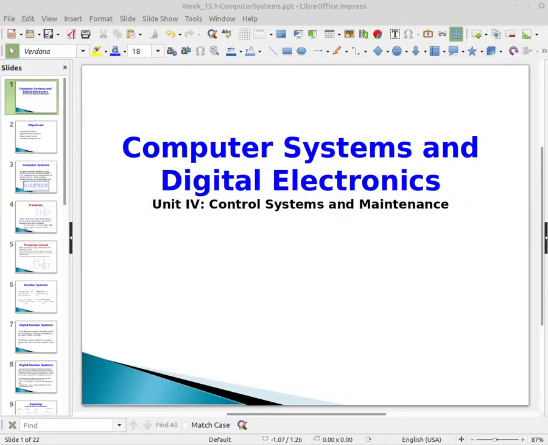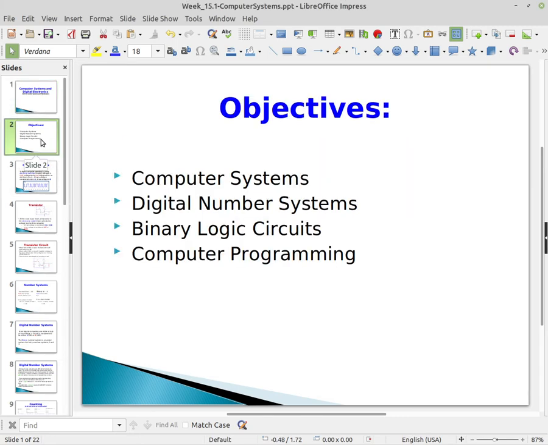This video discusses computer systems and digital electronics. So we'll just discuss basic computer systems, and then we'll get into digital numbering systems, and we'll also look at some binary logic circuits and discuss programming.